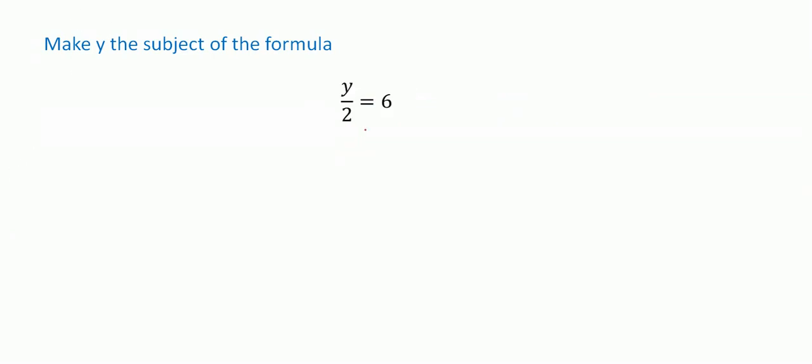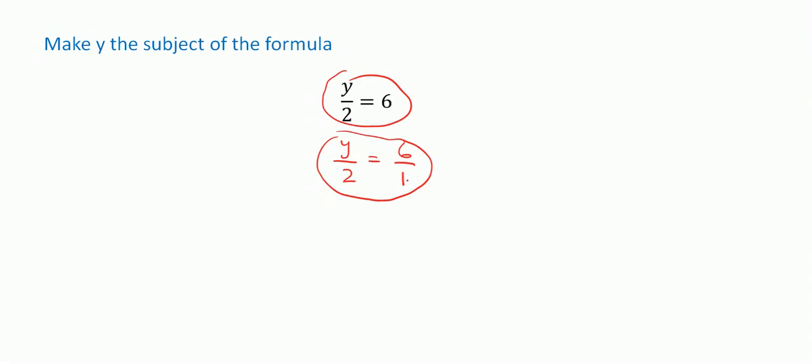Now we have another equation here. y divided by 2 is equal to 6, and we want to make y the subject of the formula. Now, for some reason, a question like this typically gives students trouble. Why? Because they do not recognize that 6 can be written as 6 divided by 1. So we have y over 2 is equal to 6 over 1. And this equation is exactly the same thing, because 6 divided by 1 is equal to 6.